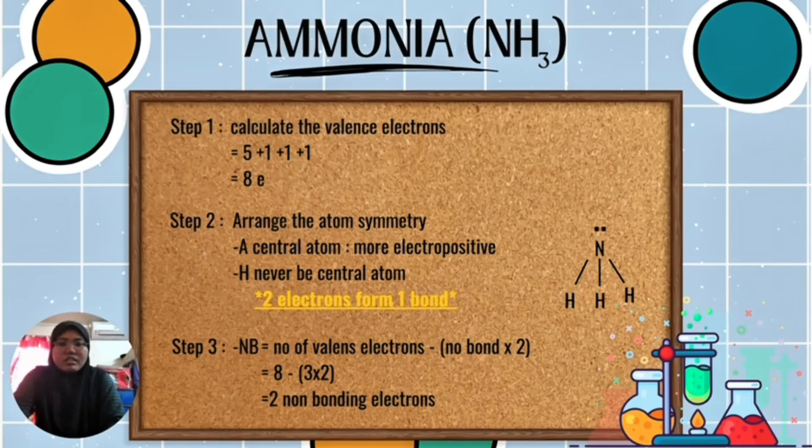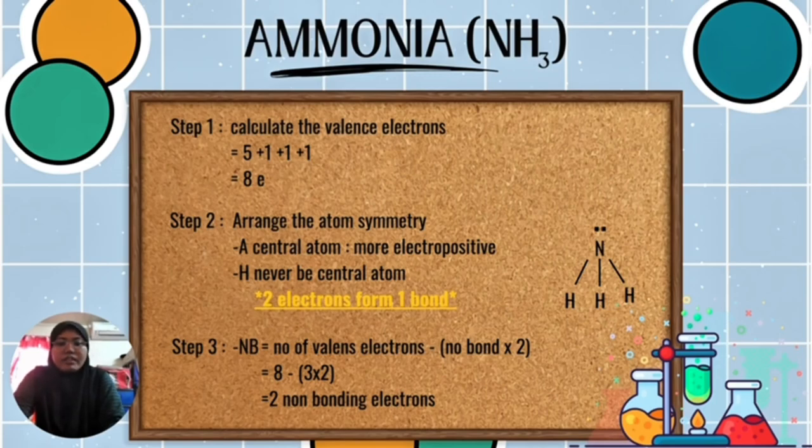Step 2, we arrange the atom. Nitrogen is chosen as the central atom because it is more electronegative than hydrogen. Hydrogen can never be the central atom. Each hydrogen forms one single bond with nitrogen. Each bond uses 2 electrons. We have 3 bonds, so 3 times 2 equal to 6 electrons.